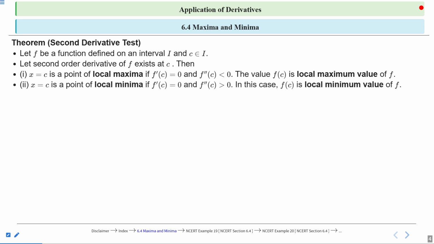Second, x equal to c is the point of local minima if f dash c equal to 0 and f double dash c is greater than 0, right? Clear? Thus, in this case, f of c is the local minimum value of f. So at x equal to c, a function will have local minima if f dash c is equal to 0 and f double dash c is greater than 0, okay? In this case, f of c is the local minimum value of f.